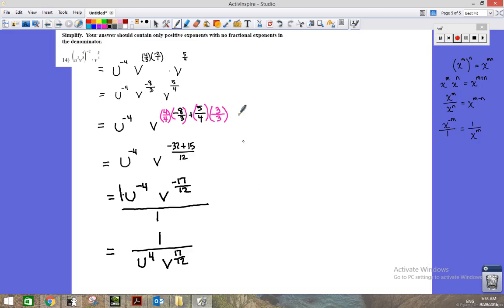But I'm not ready to say that this is my final answer either, because it says that I can't have fractional exponents in the denominator. Well, this v is in the denominator and its exponent is a fraction. That's a fractional exponent, and I can't have that. So here's a trick. We need this 17 over 12 to be an integer, like 4. 1, 2, 3, 4, 5. We need it to be a positive integer. So how are we going to do that?